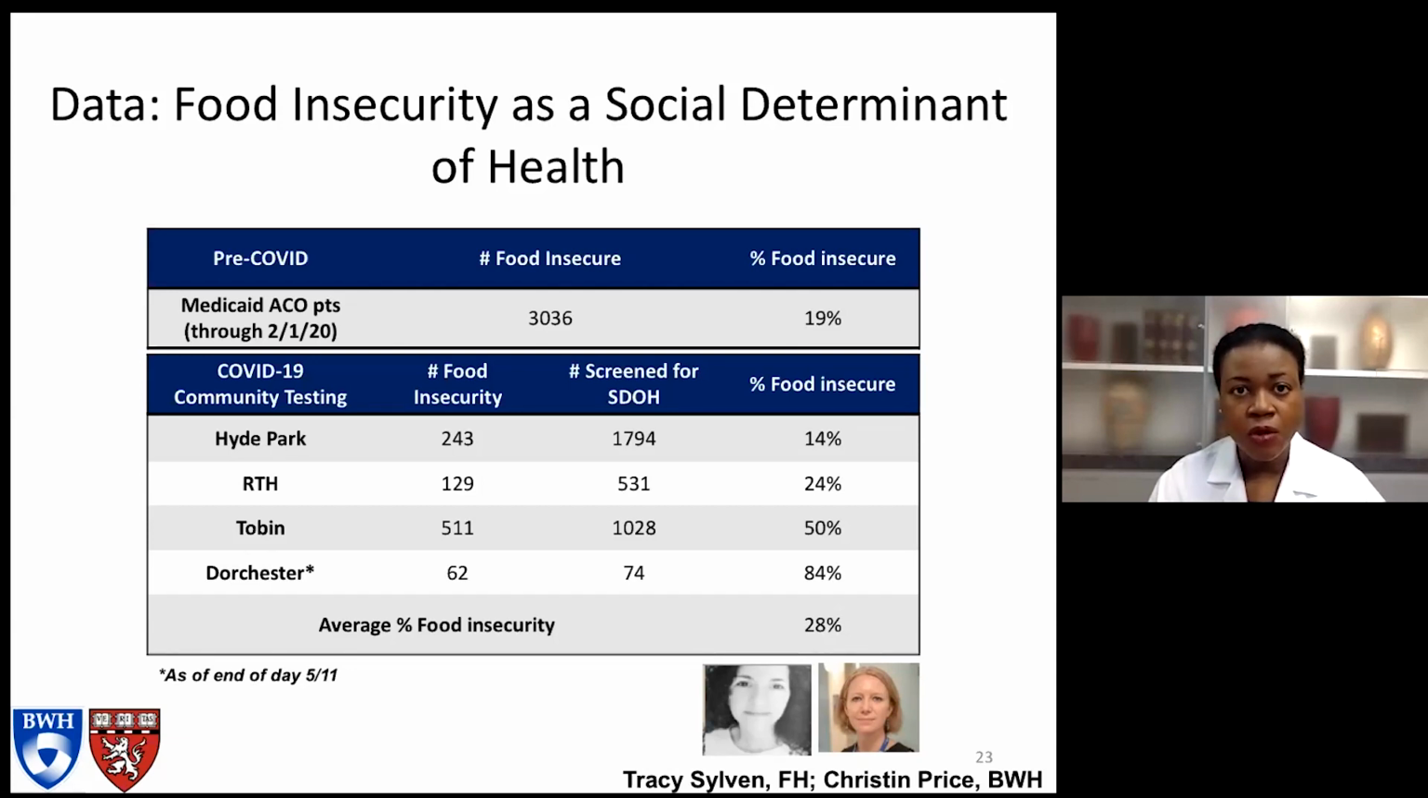For example, social determinants of health screening that was done in our health centers prior to coronavirus showed that 19% of people were worried that they might not have food to eat or that food would run out before they could afford to buy more. This increased in our community settings to 28% during the pandemic.